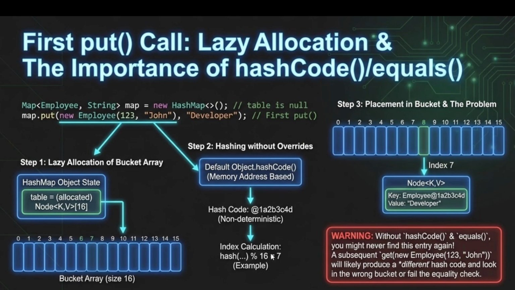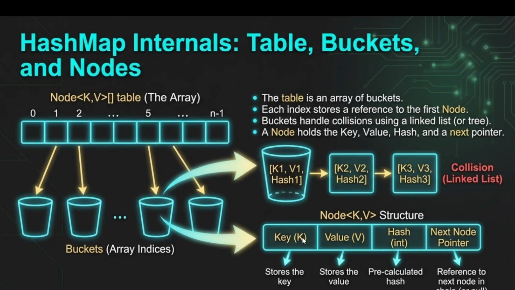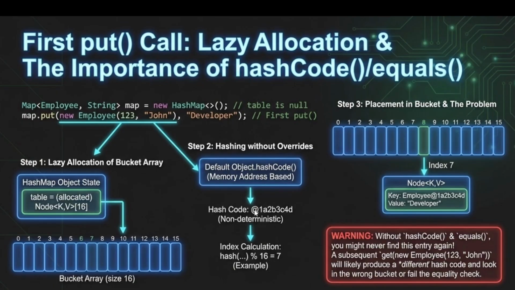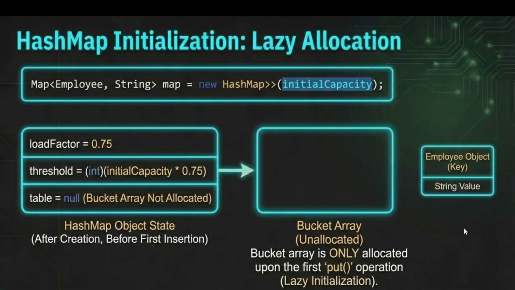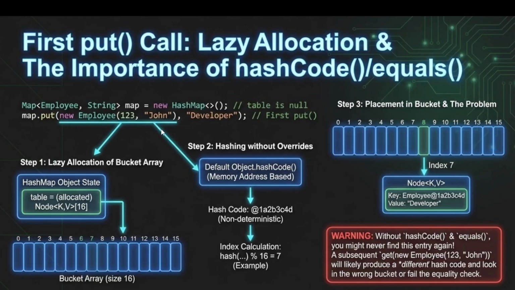Whatever the index created based on the hash code, in that bucket a node will be added, not the employee object. That node has the key as employee, the value as developer, as we can see here, key employee, value developer, and the hash which is generated here. This hash code will be added apart from the next node pointer. As of now, only one is there, so the next node pointer will be null.